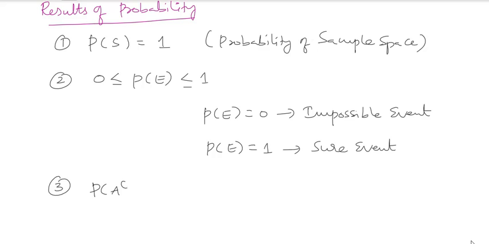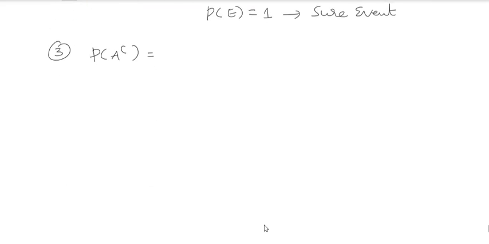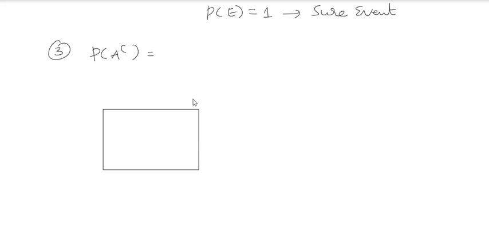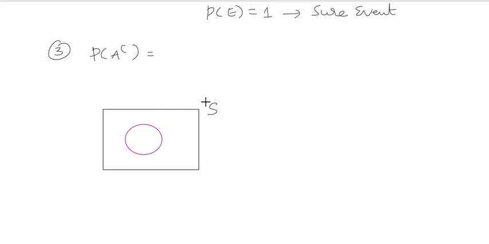Next one: what is the probability of a complement? How will you define the probability of a complement? Let me give you the clarity. If I take a Venn diagram, this is the sample space. In that sample space I'm taking one event, this is event A. Outside, you have an event which is A complement.